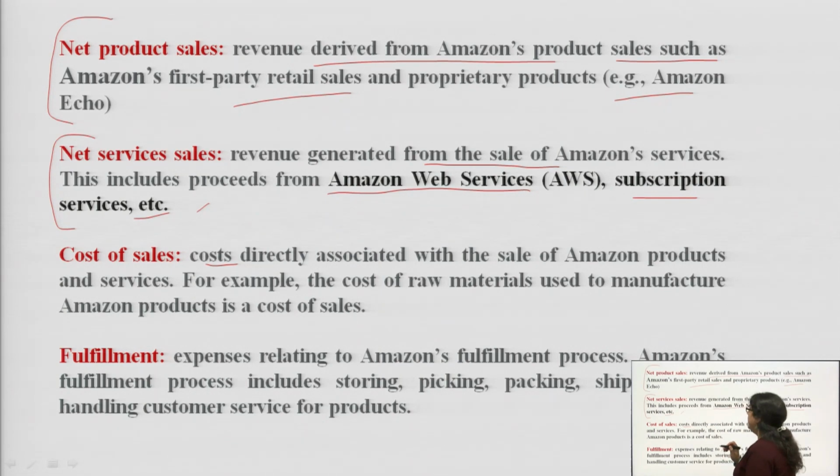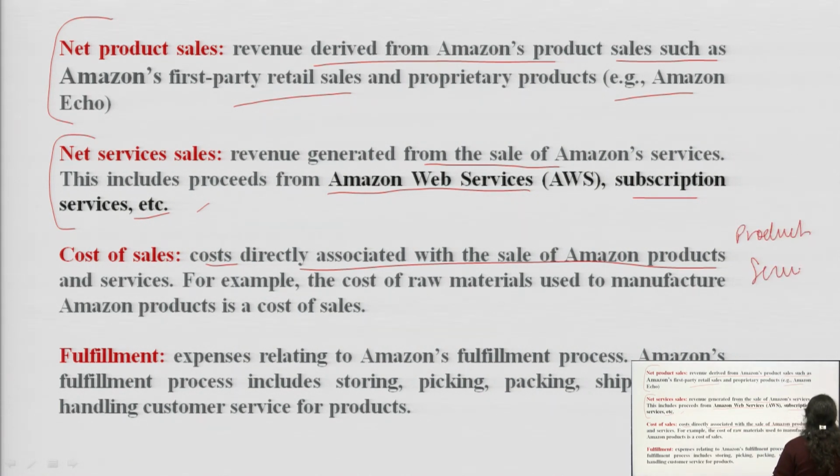Cost of sale. Cost is directly associated with the sale of Amazon products and services. While you are delivering the goods or the services, you are supposed to put the cost here. So we are calculating the cost of sale for the product as well as for the services, because we are selling both. For example, the cost of raw material used by the manufacturer of an Amazon product is the cost of sale. It is the raw material the people are using for producing the goods.